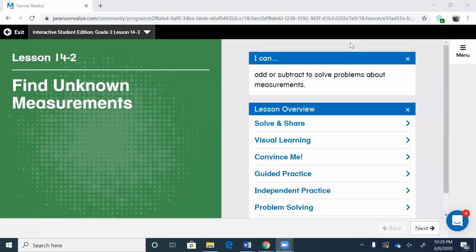Welcome back, everyone. We are ready for math. Here's what we're learning today. I can add or subtract to solve problems about measurements. And don't forget, keep going on Imagine Math.